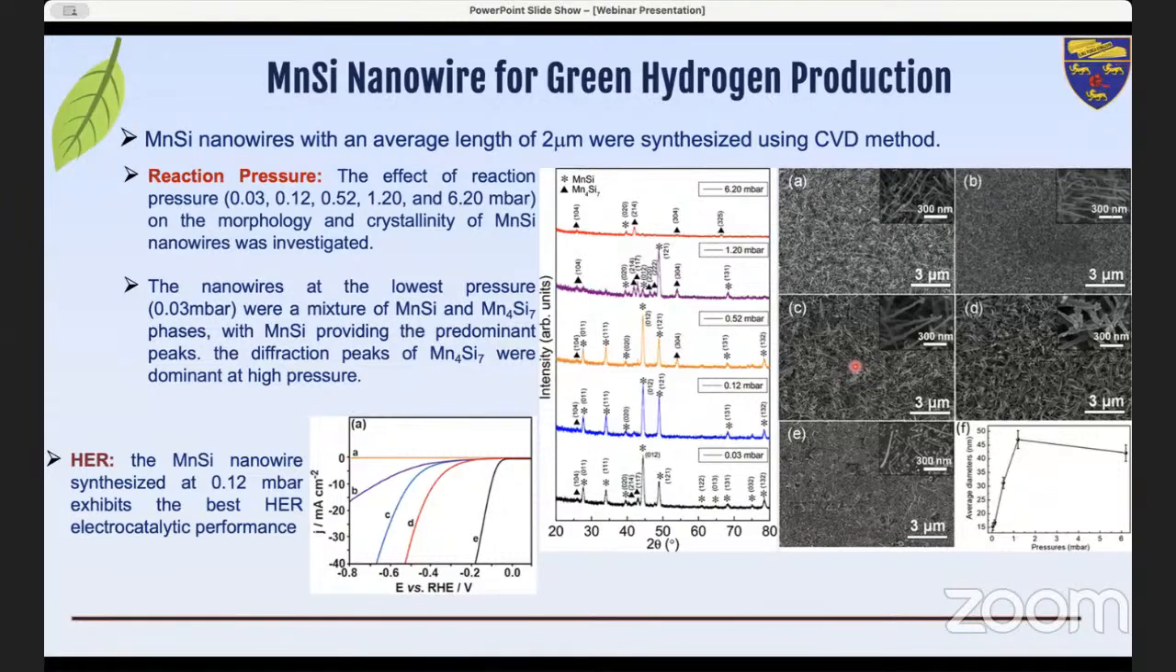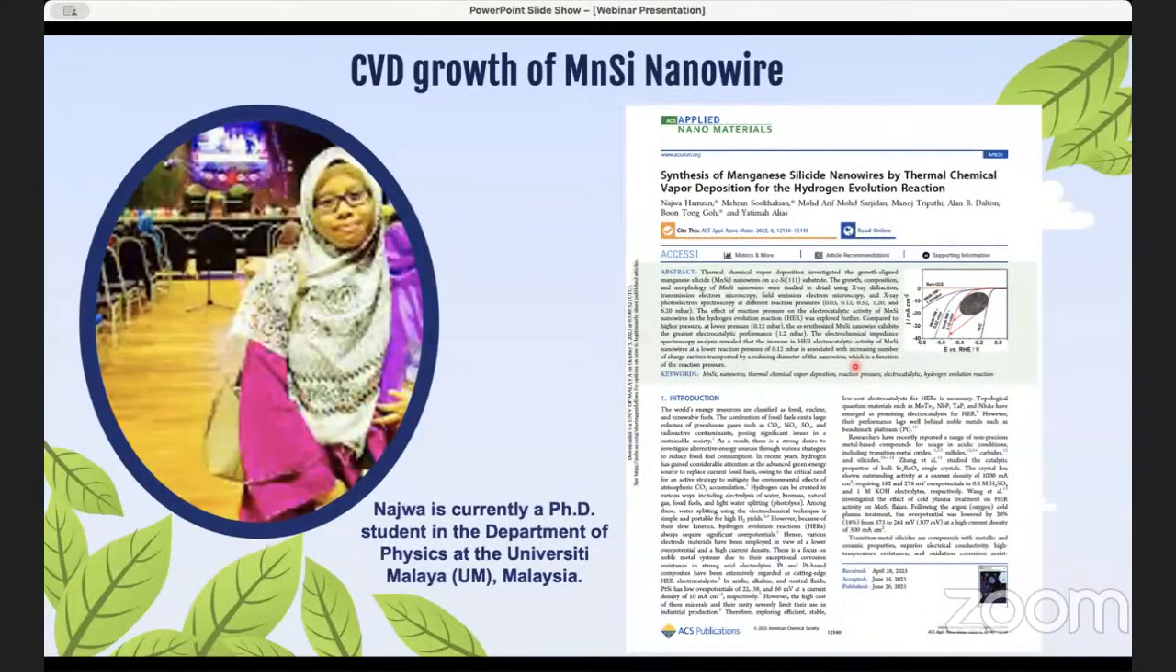Its result is comparable with molybdenum disulfide, but still cannot surpass platinum. Of course, platinum is perfect, but the stability of MNSI she tested was nice. She published her research in ACS Applied Nanomaterials 3 months ago. This is also a very nice journal. You can find the details of her experiment in this journal.